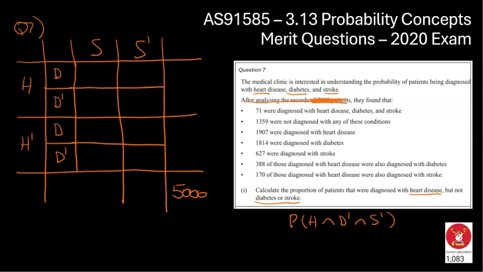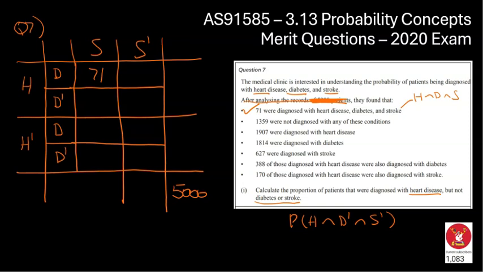So let's cross off that. 71 people were diagnosed with a heart disease, with diabetes, and with a stroke. So that's 71 had all of them. So that's related to H, D, and S. So that's going to be kind of this box up here. So that there was 71. So I'm going to put a big tick there because I've used that information.